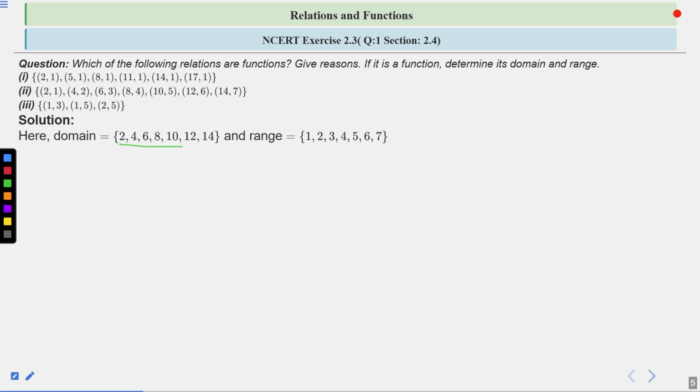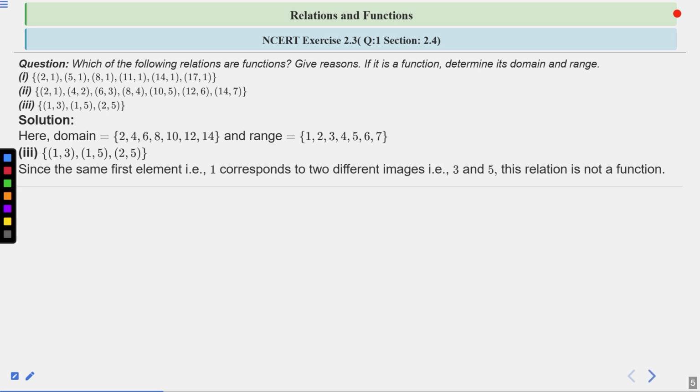Domain is quite simple. Just collect all the first elements from each ordered pair in the given relation, and for a range set, collect all the second position elements from each ordered pair which belongs to the relation.